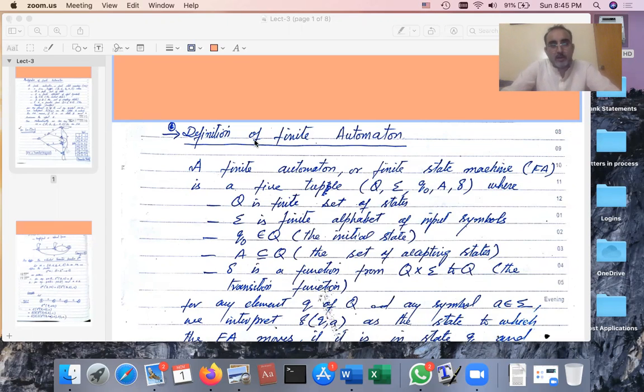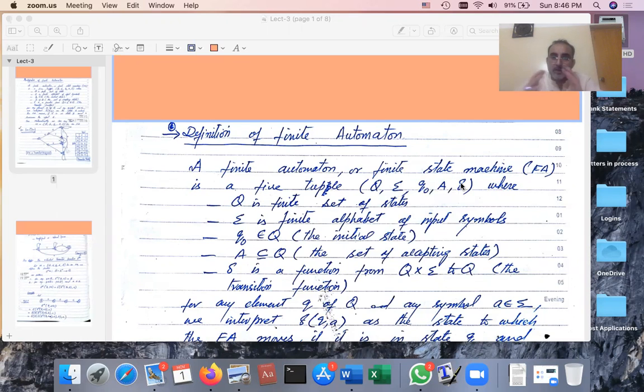So let's start with the definition of the finite automaton, simply called FA. As you are seeing on the screen, finite automaton is a finite state machine, and it contains five tuples, as you are seeing, and those five tuples contain Q, sigma, q0, capital A, and delta.